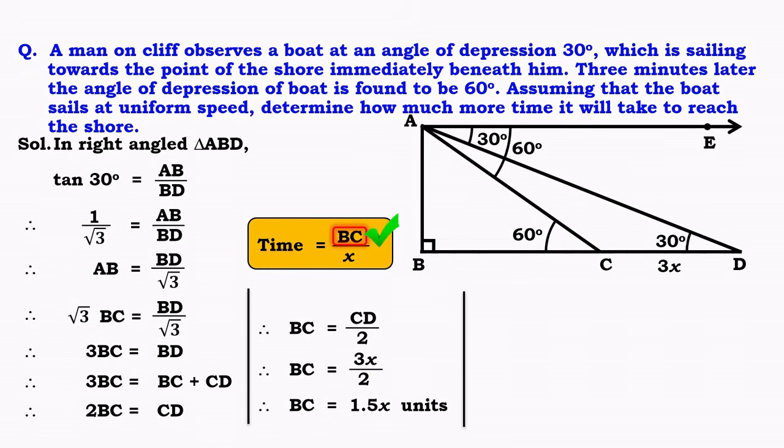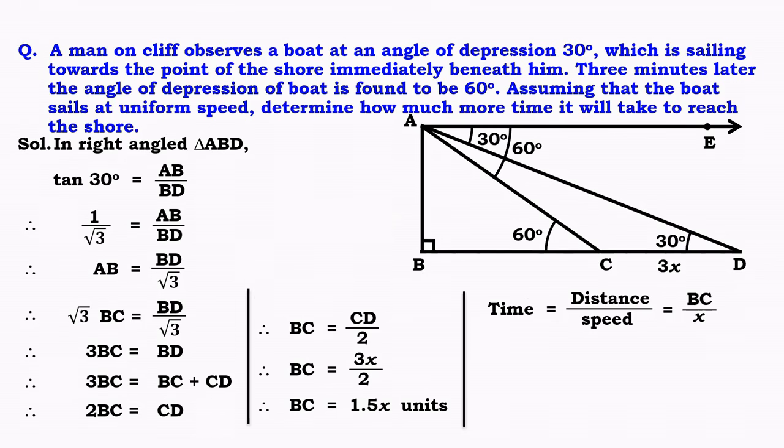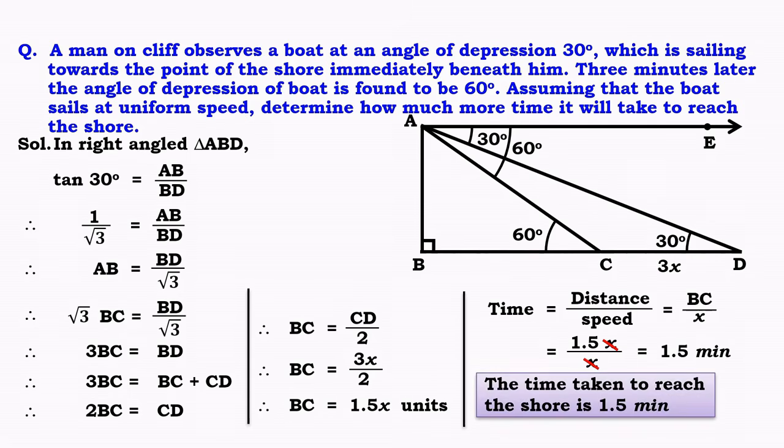Now, using the formula time equals distance divided by speed, the time taken to reach the shore is BC divided by x. Substituting the value of BC, time is equal to 1.5x divided by x. Cancelling x, time is equal to 1.5 minutes. Therefore, the time taken by the boat to reach the shore is 1.5 minutes.